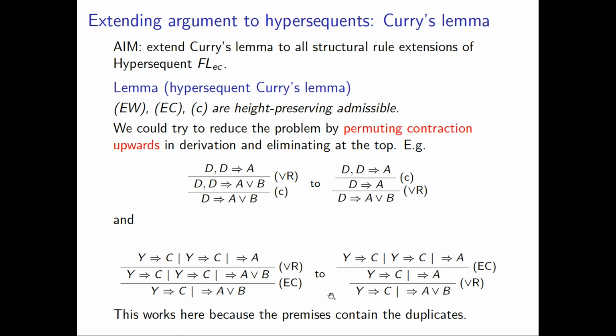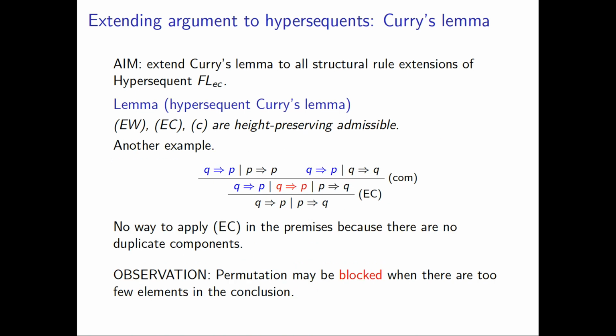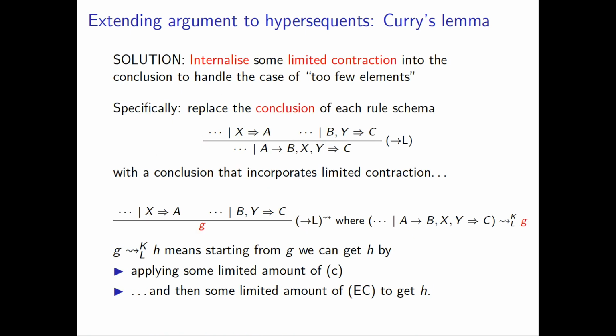In both cases this works because the premise, the sequent at the top, already contains the duplicates. So in particular it fails when the duplicates have been created in the conclusion or when they come from different premises. Take this example here of the implication left rule. There are three copies of A implies B in the conclusion, but one has been created and each of the others comes from one of the premises. So we cannot permute the contraction rule here. So the observation is that permutation may be blocked when there are too few elements in the conclusion.